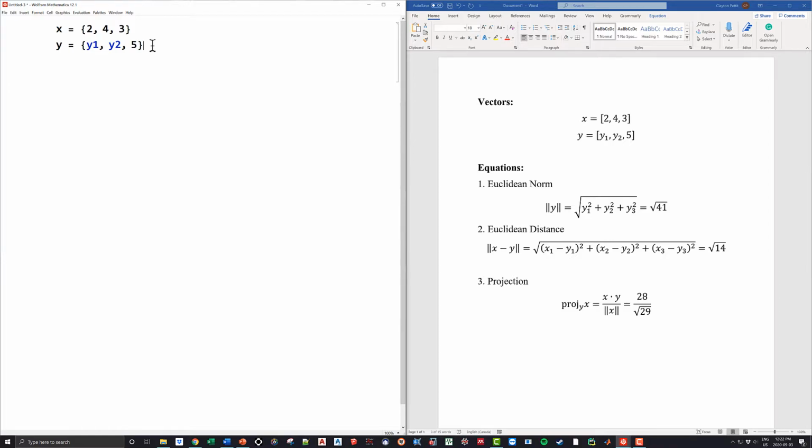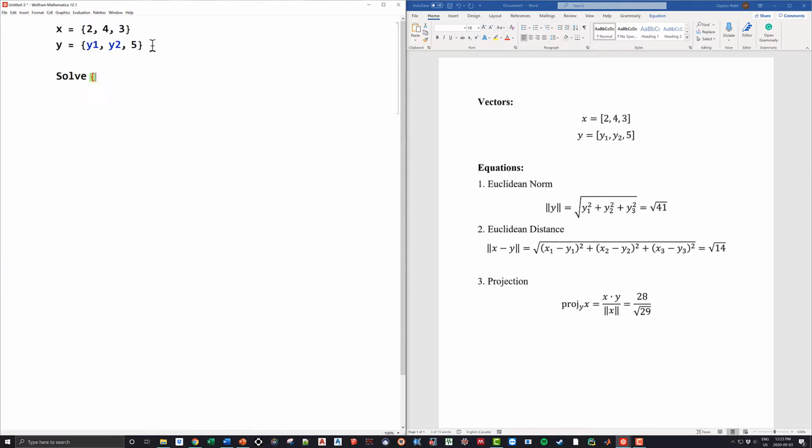But luckily for us, we're in Mathematica. This won't create a problem right now. If I were to return the vector y, it's just going to say it's y1, y2, and 5. So it won't tell us anything. It won't solve anything for us. So in order to solve the equations, we're going to use a special function called Solve. And what Solve does is it takes two inputs, and then it's going to solve our equations.